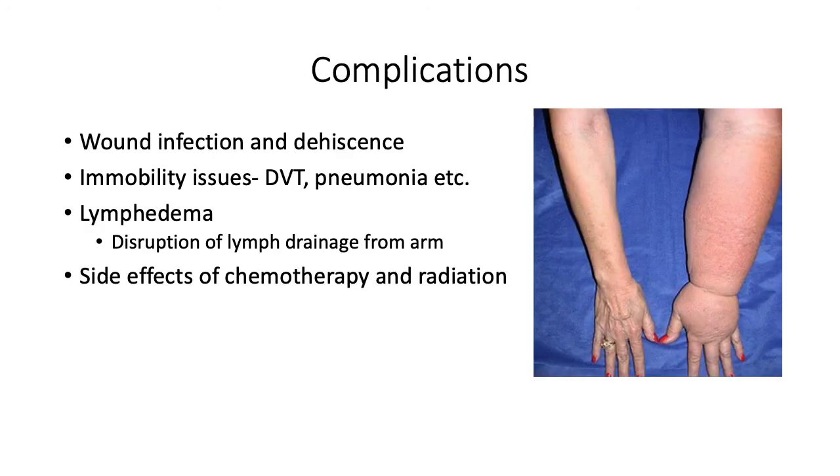Complications after surgery include wound infection and dehiscence, immobility issues such as DVT, pneumonia, etc., lymphedema, which is the disruption of lymph drainage from the arm. Other complications include side effects of chemotherapy. Remember, chemotherapy affects fast-growing cells. This causes clients to have hair loss, mouth ulcers, pancytopenia, etc. Side effects of radiation could include skin breakdown or pneumonitis.